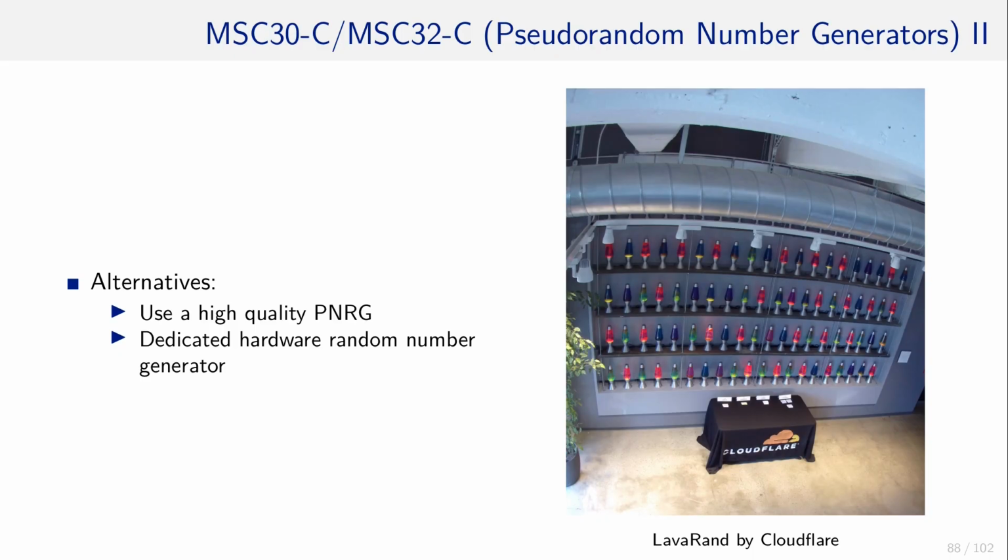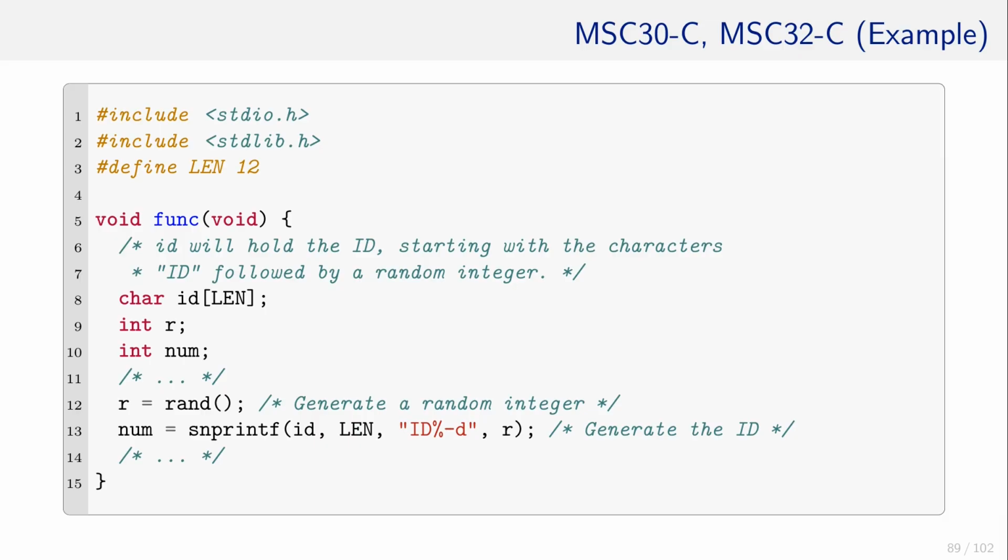Curiously, Cloudflare installed a wall of lava lamps and a camera filming the wall. The video stream is then used to generate random numbers. A very aesthetic hardware implementation indeed. And another example. Have a look at this listing. What is wrong with it?